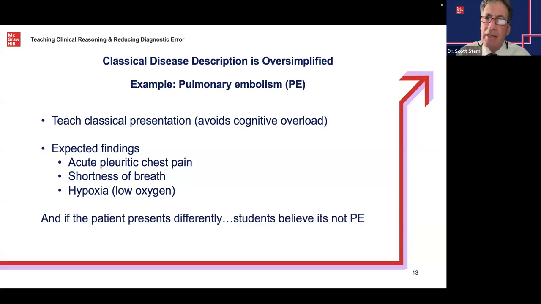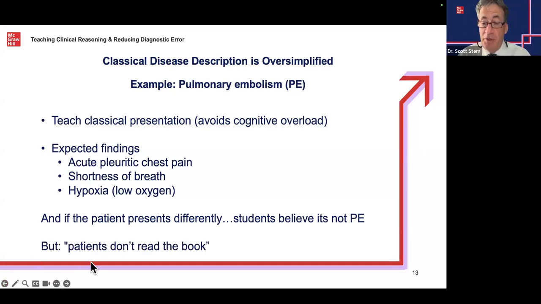And the problem with that is then if patients present differently, students believe it's not a pulmonary embolism. I can't tell you how many times I've heard students and residents say, I'm sure it's not disease X because they don't have this finding, not realizing that finding wasn't very sensitive. So here's the data. And as I like to say, patients don't read the book.